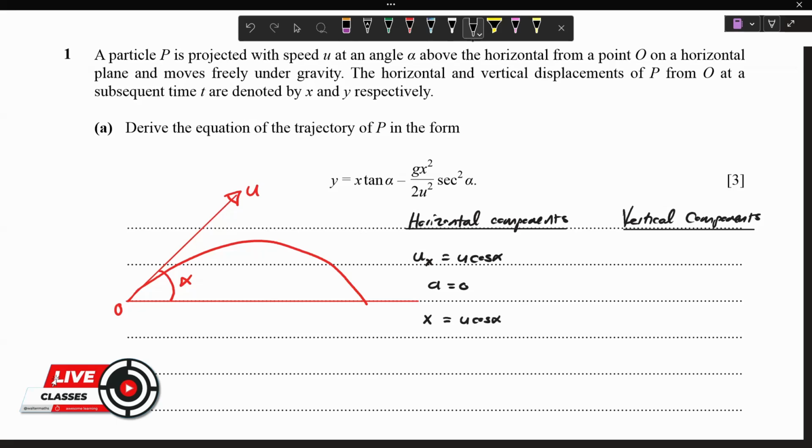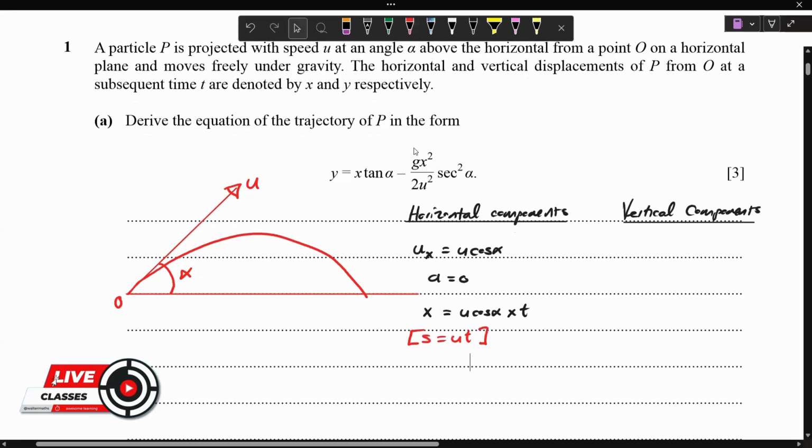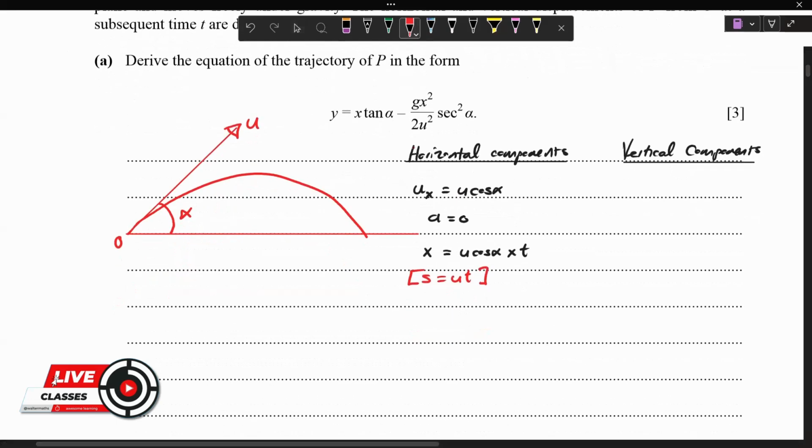cos alpha times t. So what we're using here is the fact that s is equal to ut plus half at squared, but a is zero. So that's basically how it is. So u is u cos alpha and t is the time. So basically we are saying that x is equal to ut cos alpha, right?